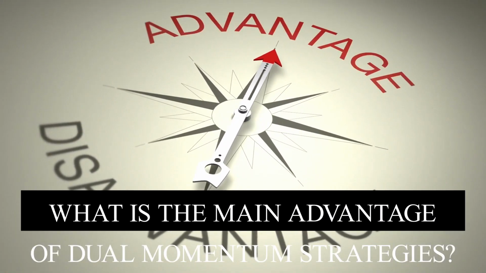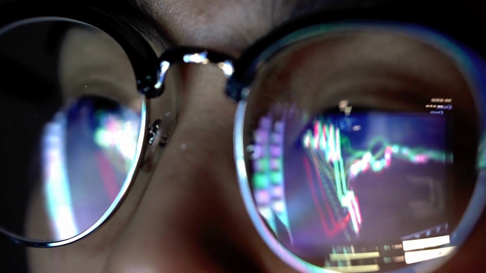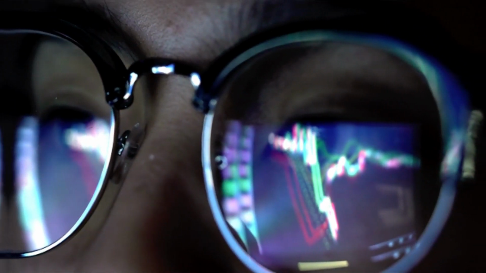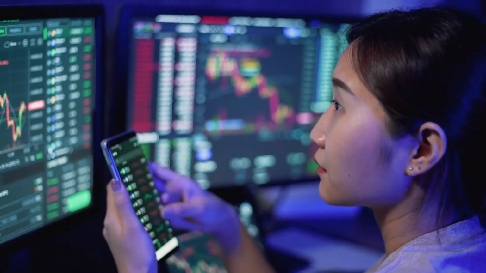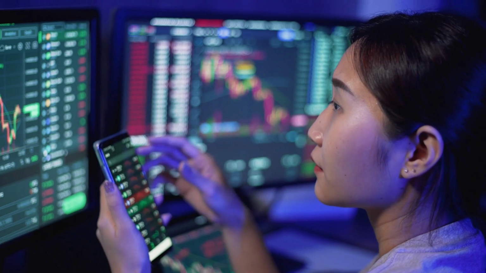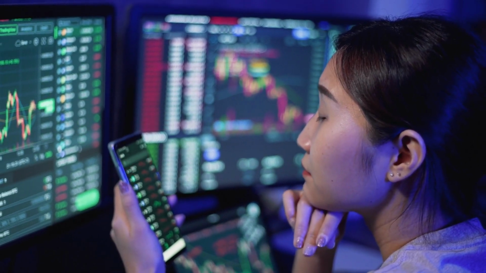What's the main advantage of dual momentum strategies? Momentum is an anomaly that's existed for as long as we have stock market data. Of course, that's not guaranteed to continue into the future, but we believe one of the explanations for the anomaly is that we tend to chase winners and human nature is slow to change.